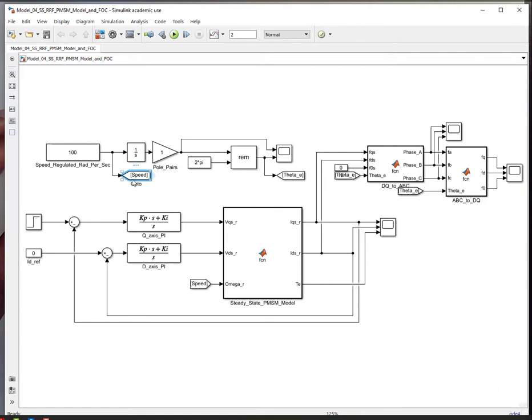We do need the speed information, and we are providing that speed information from one of these go to and from labels, and that makes your model quite a bit less cluttered. This looks very professional when you do that, so that's why I'm using those labels. And then I'm using these IQ and ID values along with the position signal to see what the ABC currents, or the stationary frame currents, would look like, and then transforming them back into the DQ frame just to see if they work.